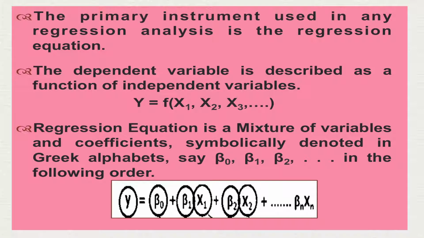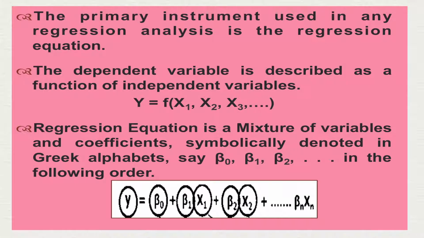The primary instrument used in any regression analysis is the regression equation. The dependent variable is described as a function of independent variables, that is y equal to the function of x1, x2, x3, etc. Regression equation is a mixture of variables and coefficients, symbolically described as Greek alphabets, say beta 0, beta 1, beta 2, etc.